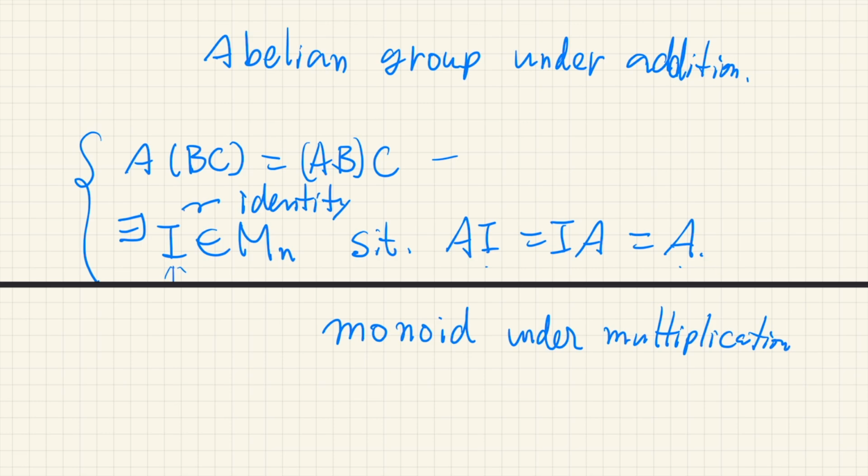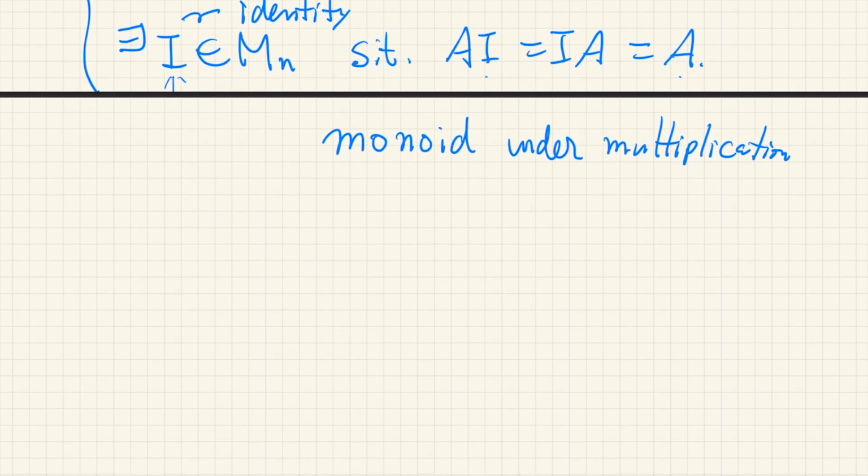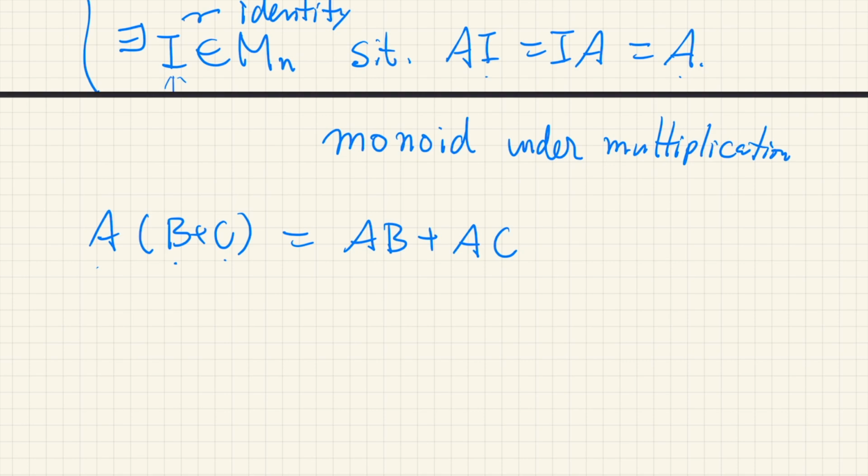Now let us combine the properties of addition and multiplication. We have something like this: A times (B plus C). Of course, we add B and C first, then multiply by A from the left. This is equal to AB plus AC. And similarly, we have (A plus B) times C equals AC plus BC. So this is called the distributive law.